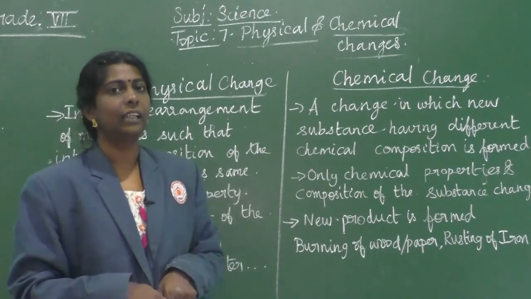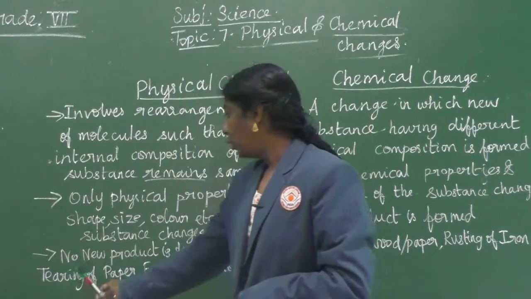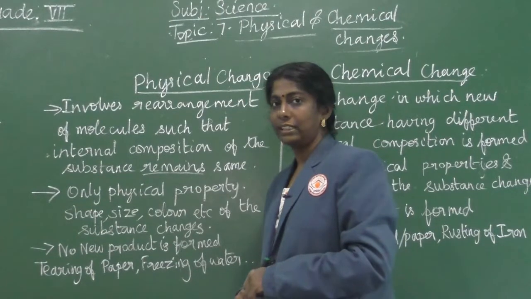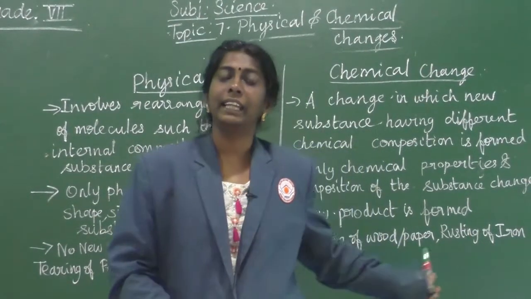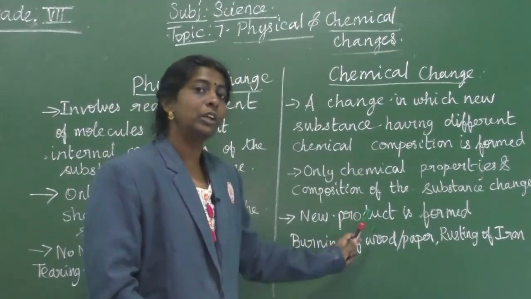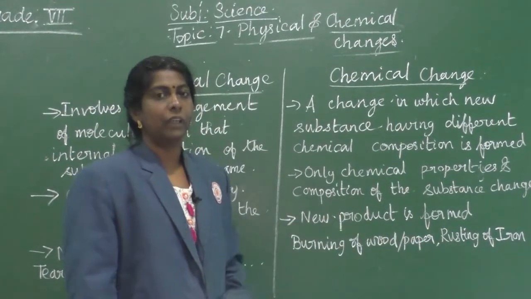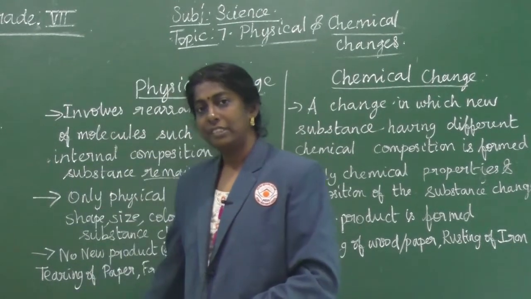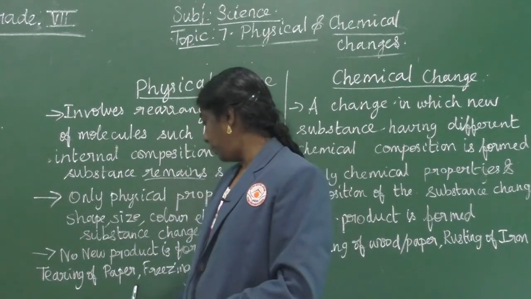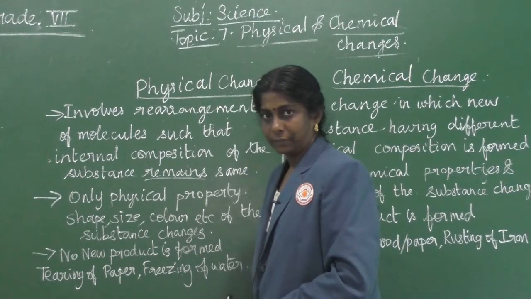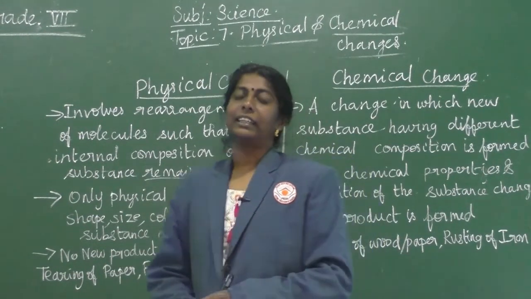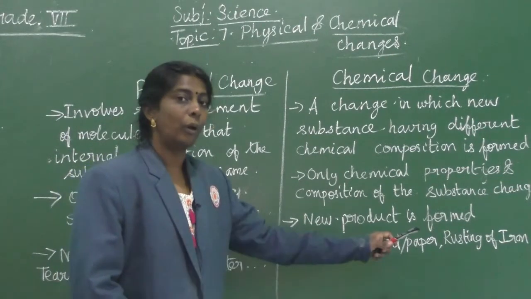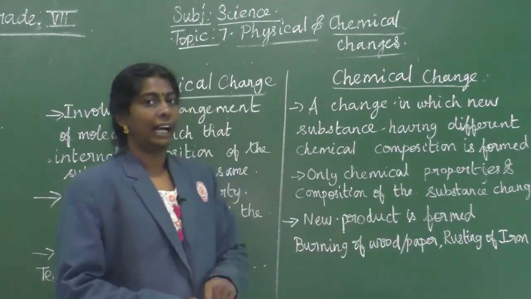Clear? Then the third point is that no new product is formed in physical change. But in case of chemical change, a new product is formed. Examples for physical change: thawing of paper, freezing of water. Examples for chemical change: burning of wood or paper and rusting of iron.